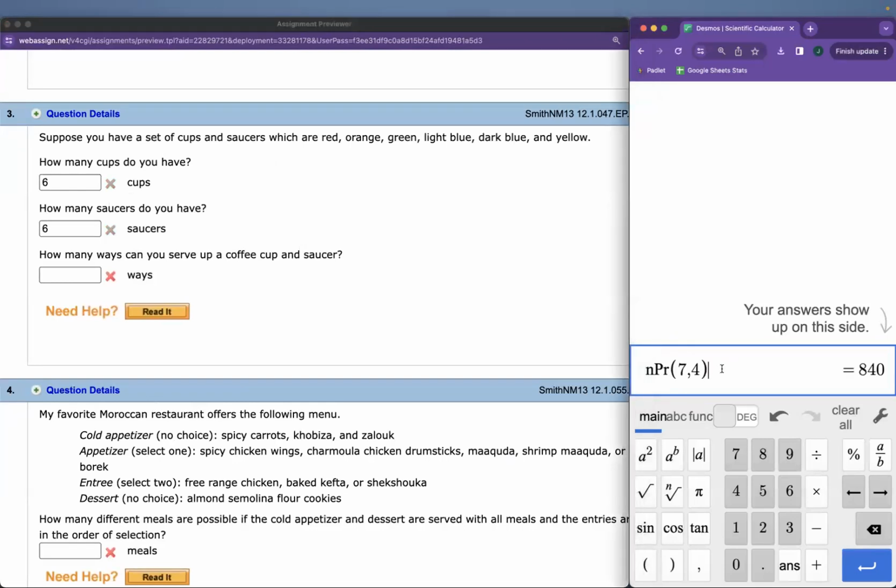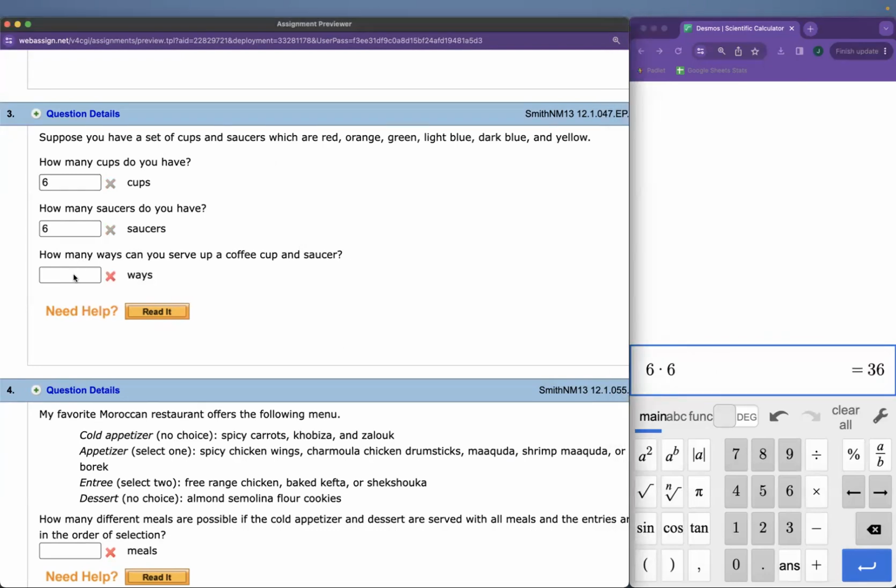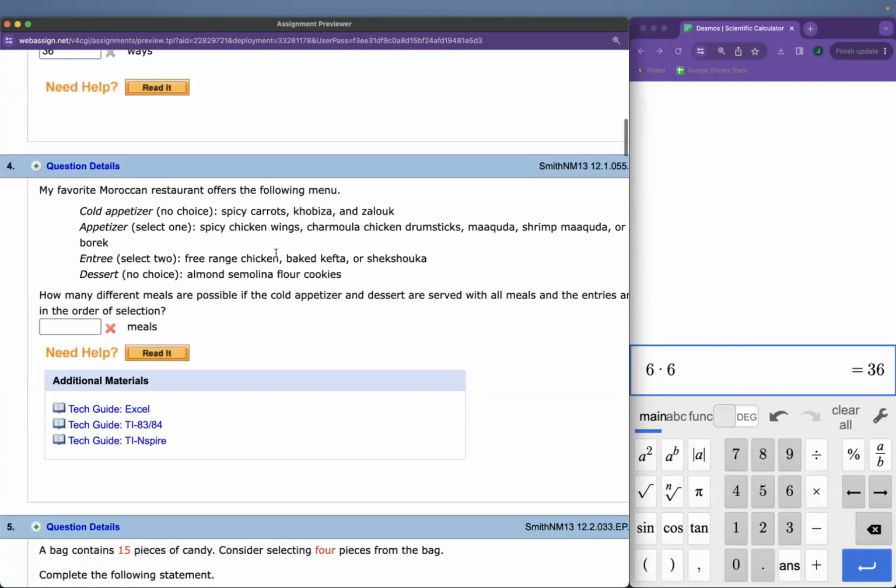How many ways can you have a coffee cup and a saucer? For each of the coffee cups, you can pick any of the saucers. So it's 6 times 6. This is the fundamental counting principle at work. 36. Number 4: my favorite Moroccan restaurant offers the following menu: cold appetizer, no choice, spicy carrots, kobiza.